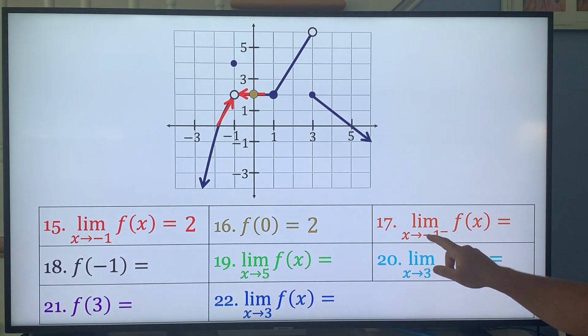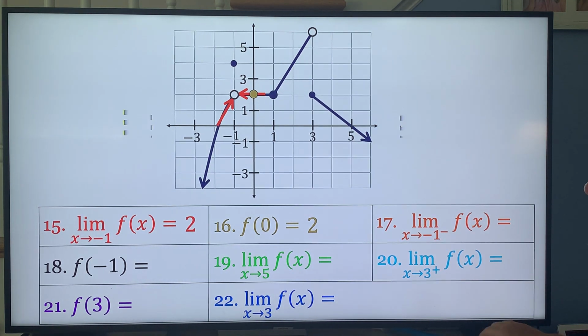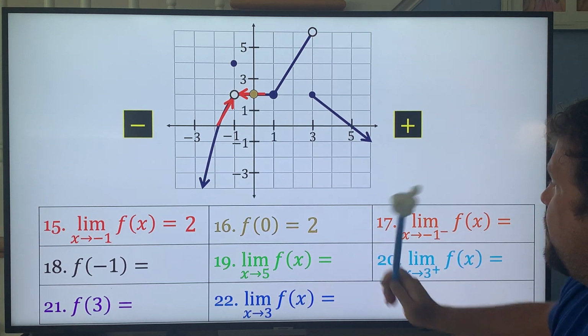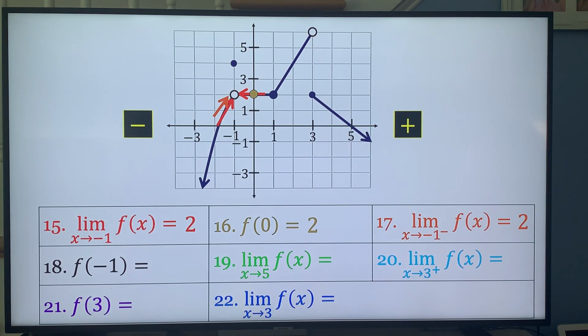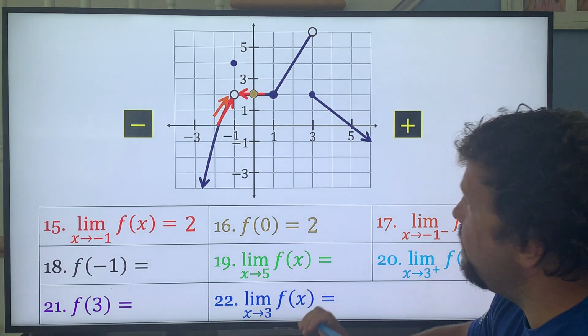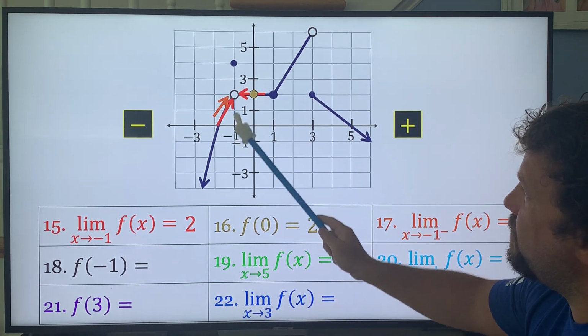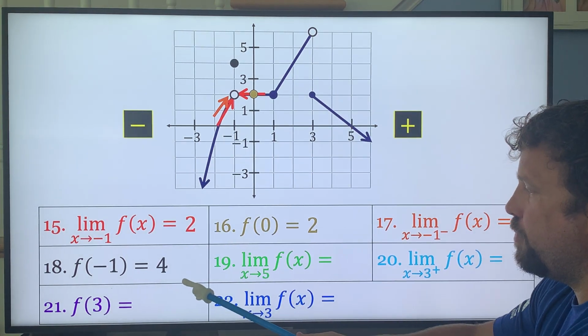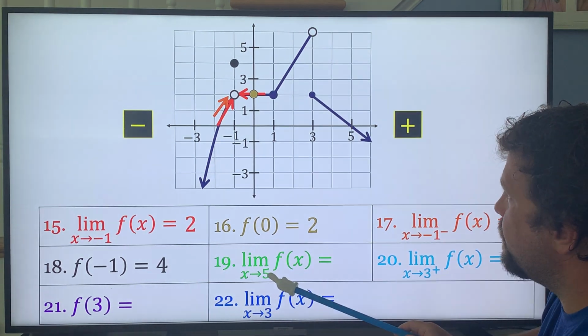The limit as x approaches -1 from the negative side. So once again, negative side over here. As you approach -1 from the negative side, we said it before, the limit is 2. Right. F of -1. What is the actual value at -1? Right there. What is that? It's 4.